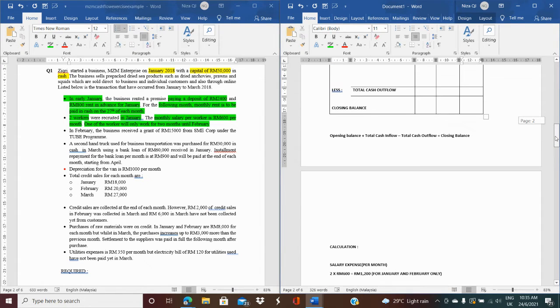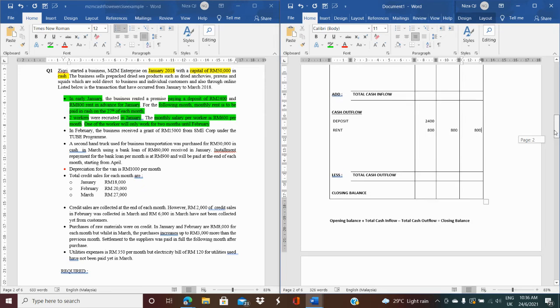How to calculate? First calculate the salary expense per month. You have two workers, and the salary per month is 600, so for two workers you have to pay 1,200 per month. But looking at the information given, only for 2 months, January and February, you will have to pay 1,200. In March there is only one worker, so you will only have to pay 600. So that is the calculation. Show the calculation, so that you will not miss out any information.